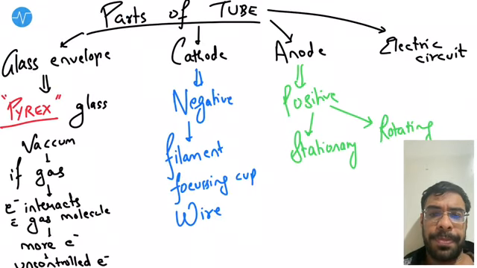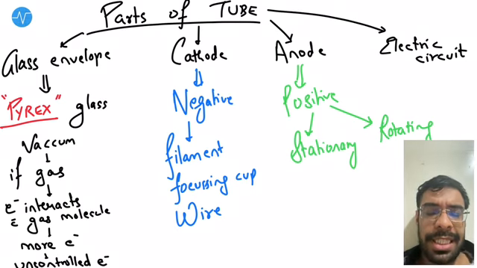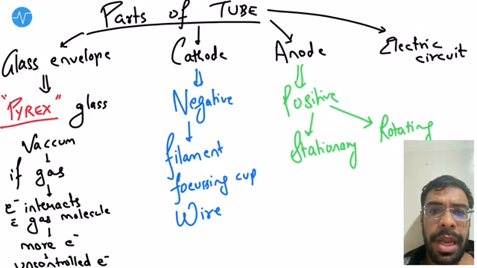Parts of tube: glass envelope, cathode, anode and electric circuit. Let's first learn about the glass envelope. Glass envelope is the housing in which we have cathode and anode. This glass envelope is made up of pyrex glass. Pyrex. Remember the word pyrex.